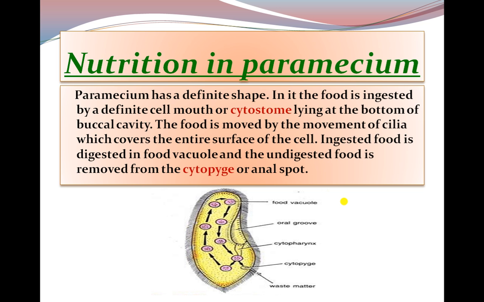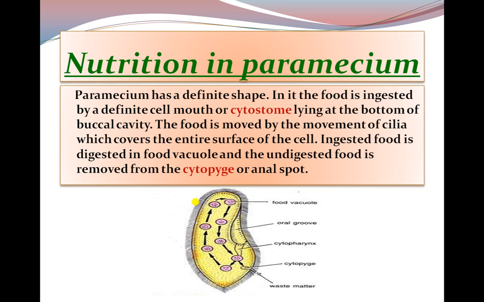In this slide, you will study about nutrition in Paramecium. Paramecium is also a unicellular organism, but it has a definite shape. It also has holozoic mode of nutrition. This is the diagram of Paramecium. It has small hair-like processes all over its surface. Entire surface is covered with cilia, hair-like projections, and these cilia help this Paramecium in locomotion as well as in capturing the food particles.